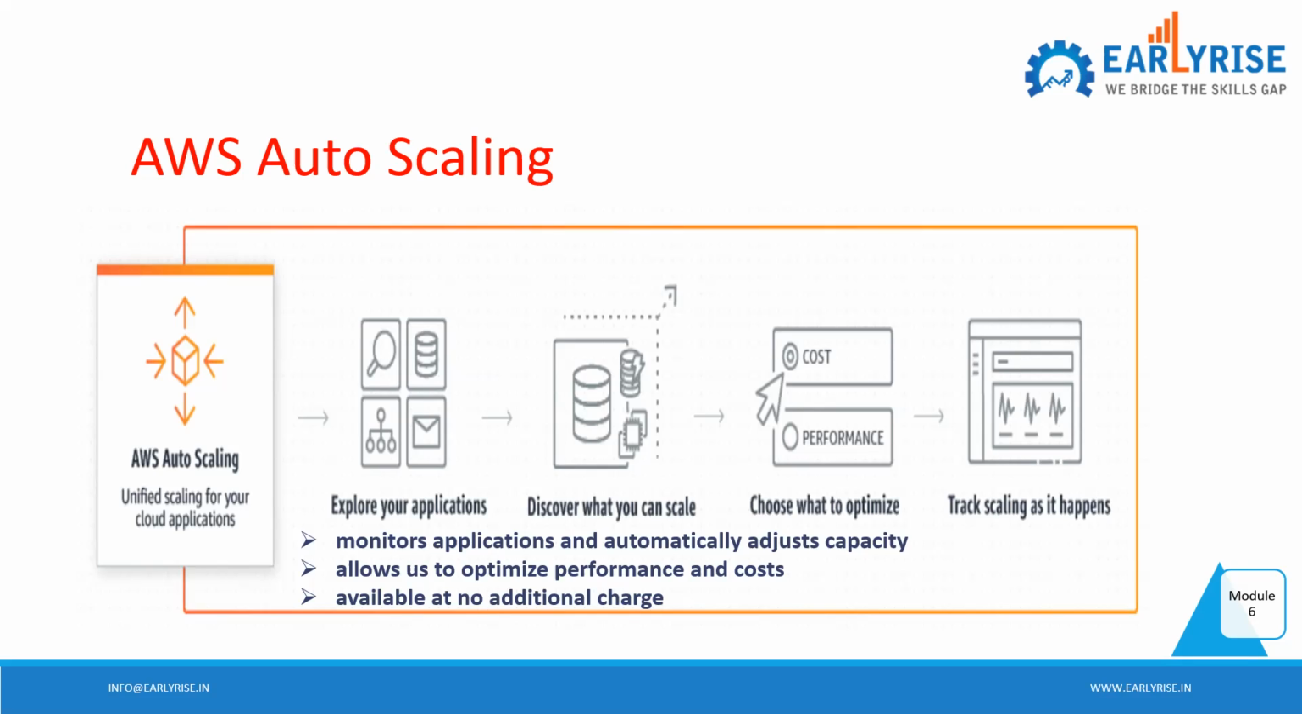Your application will be available. If it is supported by, say, 5 instances, then the minimum 5 should be running. So it will adjust the workload capacity automatically.